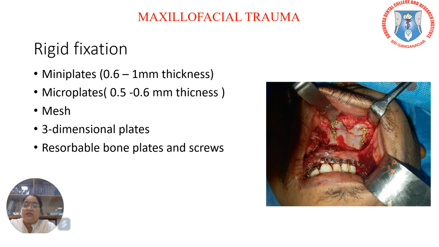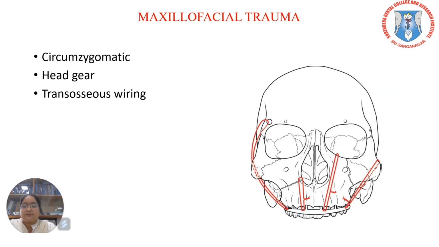Rigid fixation we can do with different types of plating systems. We can use miniplates, whose profile can be 0.6 to 1 millimeter thickness. Microplates we can use for infraorbital fractures, or along with frontal fractures or naso-orbito-ethmoidal fractures; 0.5 to 0.6 millimeter thickness is there. Mesh we can use if there is a floor of orbit fracture. A 3-dimensional plate we can use, or resorbable plate in case of young patients.